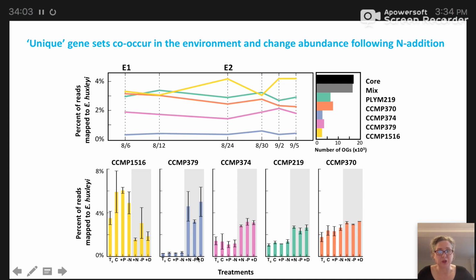So what this suggests is that strains may sort themselves in the environment based on the content of their variable gene set as a way of thriving under different conditions. And when we manipulate those conditions, you get, in essence, a different winning strain. This was really tantalizing work done at the transcriptome level, and what we really want to do is look at this at the DNA or gene level.